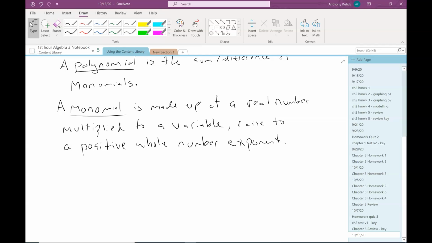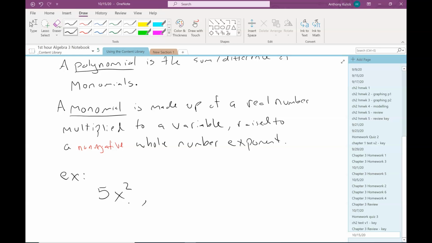some positive whole number exponent. So for example, 5x squared is a monomial. Everybody okay with that? Ooh, boy, we shouldn't have said positive here. I really should say non-negative. Okay. So 5x squared, definitely a monomial, right?